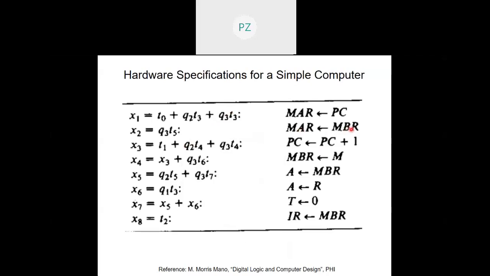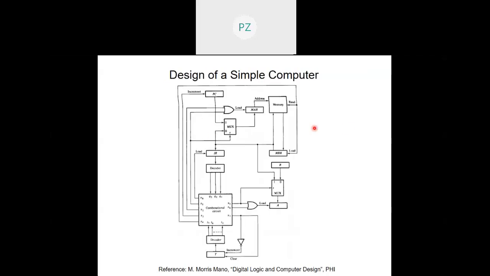X2 has to load MAR with MBR, right? MAR with MBR. This is the load signal with MBR. See, this is the second multiplexer.